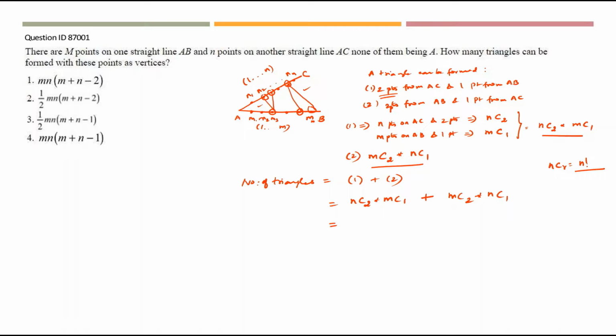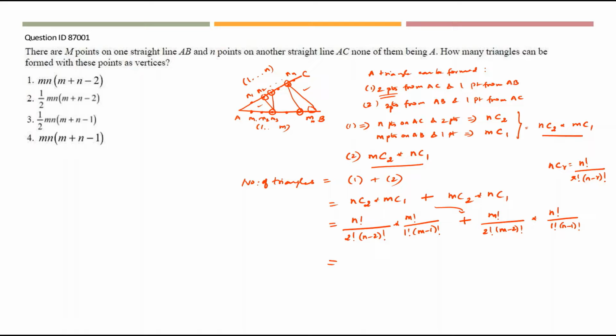NCr is equal to n factorial divided by r factorial into n minus r factorial. Now n will be equal to n and r will be equal to 2. So this is n factorial divided by 2 factorial, n minus 2 factorial, into m factorial divided by 1 factorial into m minus 1 factorial, plus MC2 will be m factorial divided by 2 factorial into m minus 2 factorial, into NC1 will be n factorial divided by 1 factorial into n minus 1 factorial. So we will solve this separately so that it will be clear for you.